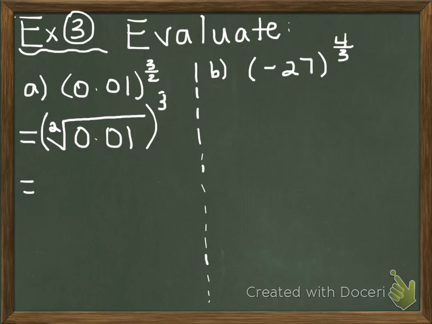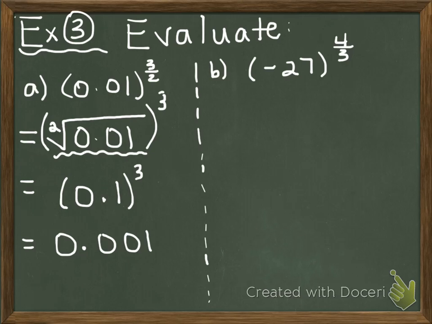So we are going to evaluate the radicand part first. So the square root of 0.01 is 0.1. And we want to raise that to the power of 3, which means I want to know what is 0.1 times 0.1 times 0.1, and that gives me an answer of 0.001.